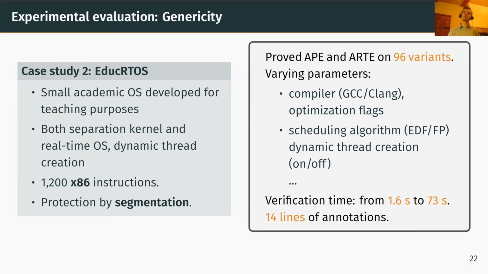So we proved absence of privilege escalation and absence of runtime errors on 96 variants of EducRTOS, the varying parameters being the compiler used, so GCC or Clang, the optimization flags, the scheduling algorithm, the dynamic thread creation being enabled or disabled, etc. And the verification time ranged from a bit more than a second to 73 seconds, and it only required 14 lines of annotations.